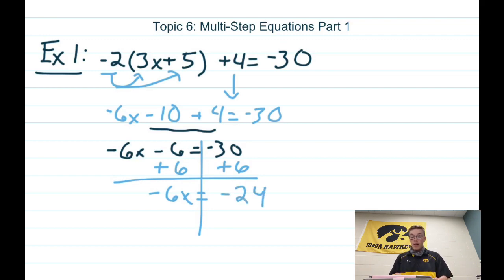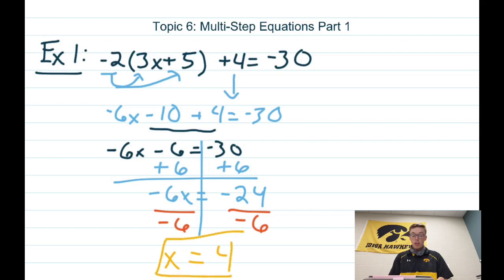Now, to get rid of that negative 6 on the left-hand side that's attached to the x, because they're attached together, which means it's multiplication, we need to divide by it. So we're going to divide each side by a negative 6. That leaves us with our x positive, which is just how we want it, and it's going to be equal to 4. So x is equal to 4.